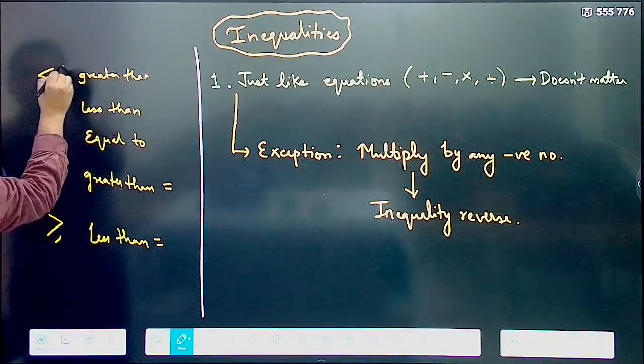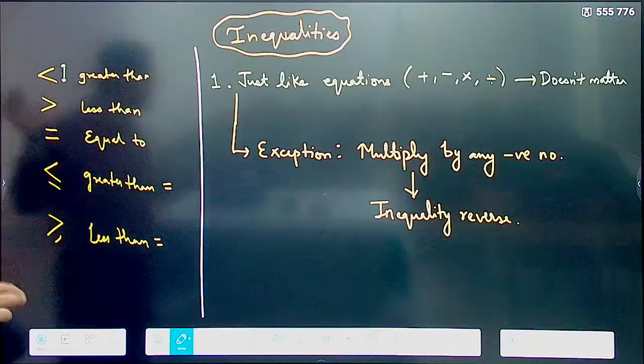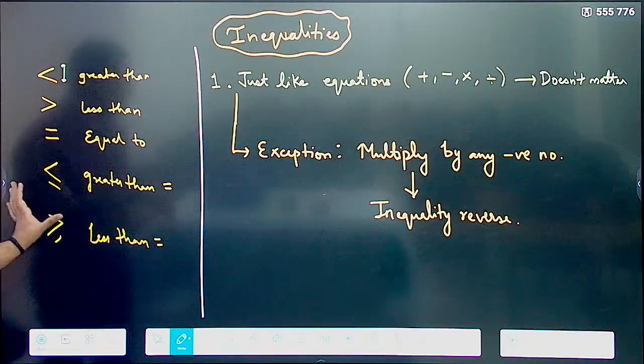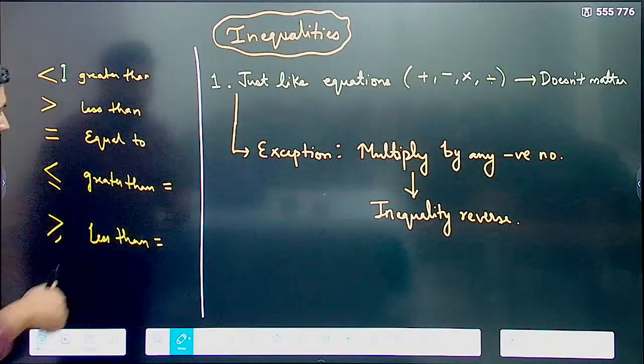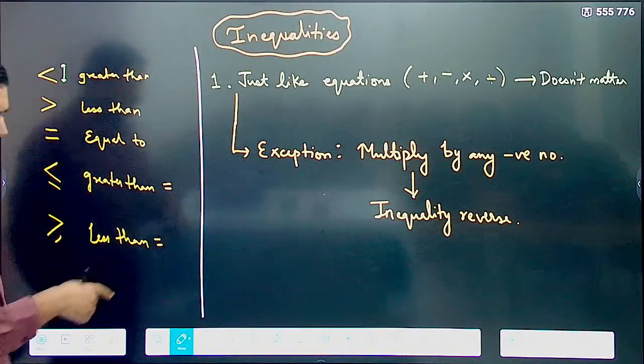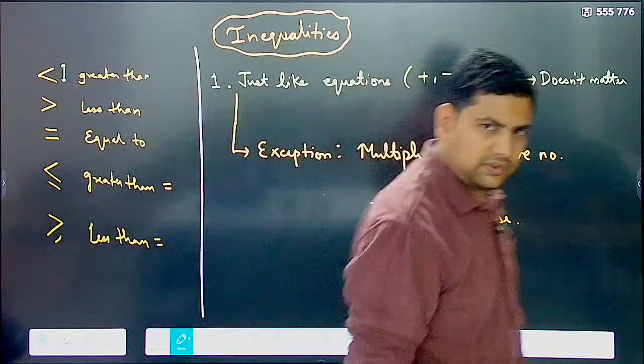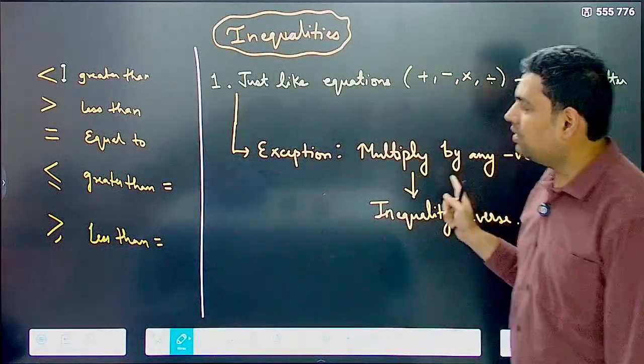So this is the wider side. Wherever the wider side opens, that is the larger number. Then this is less than, this is equal to, this is greater than or equal to, this is less than or equal to. So either it is less than or equal to. Then now there are 2-3 points that you need to know about inequalities.